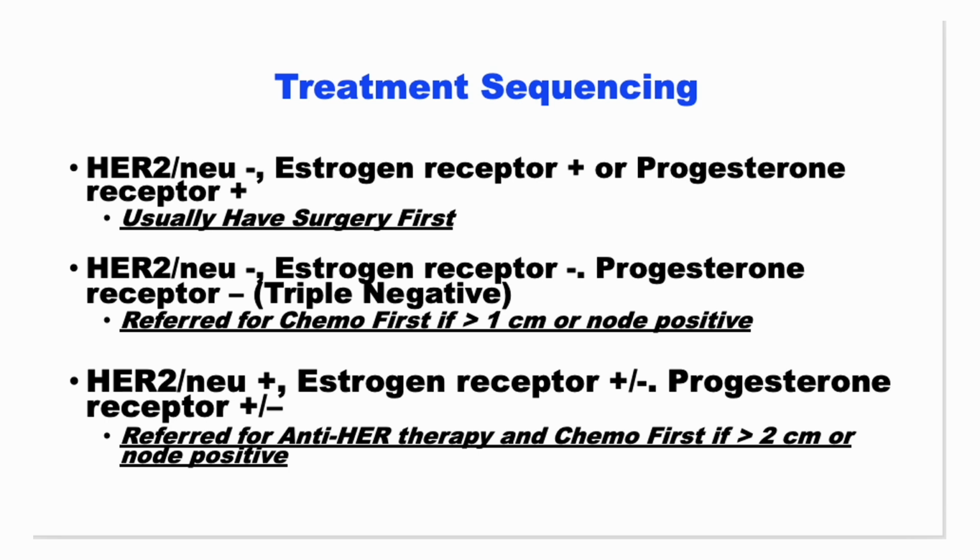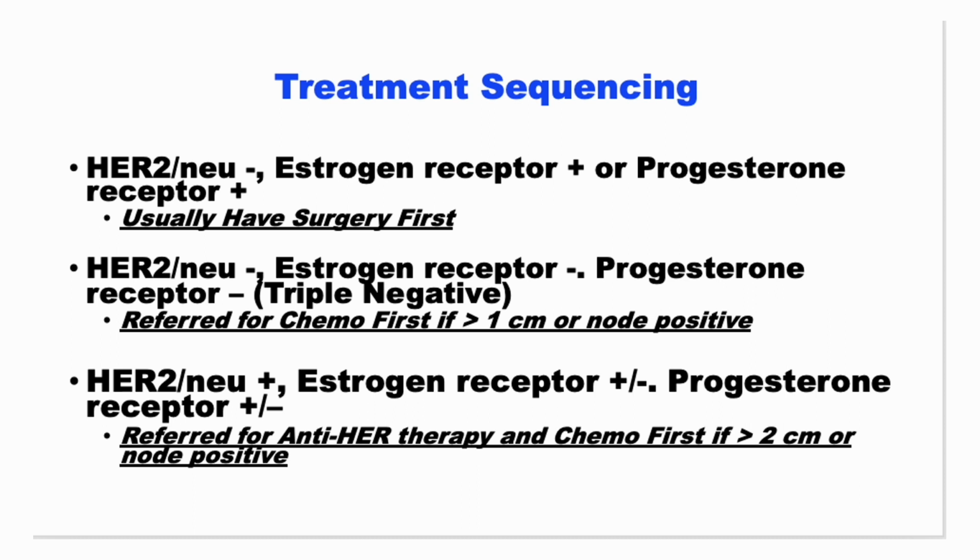Therefore, women with triple negative breast cancer greater than 1 centimeter, or node positive breast cancer, should be referred for chemotherapy prior to cryoablation or surgery. For women with HER2 positive breast cancer greater than 2 centimeters, or node positive, these patients should be referred for anti-HER2 therapy and chemotherapy. The referral should go to medical oncology.